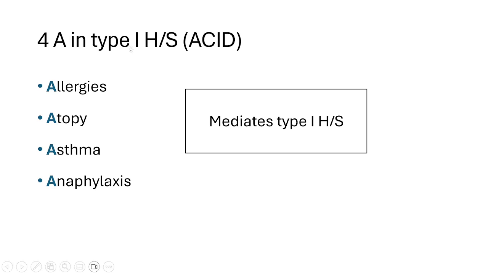And also a fun fact, in type 1 hypersensitivity reaction, we can memorize it as 4A, in which the common ones are allergy, atopy, asthma, anaphylaxis, which all mediate type 1 hypersensitivity reaction. And I have a mnemonic called ABCD or ACID, which I will discuss after we complete all the slides of immunoglobulin.